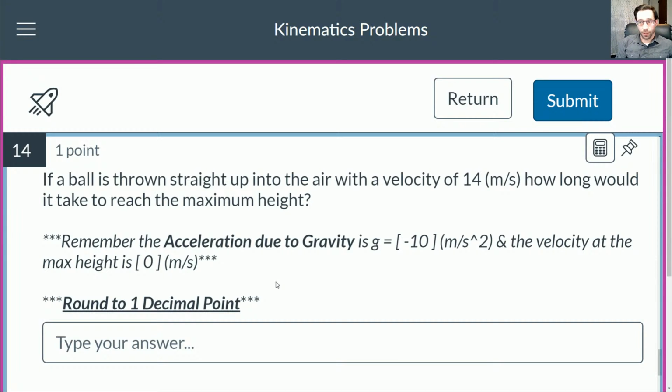Okay. So when it comes to doing a problem when something is traveling vertically. So in this question here, if a ball is thrown straight into the air with a velocity of 14 meters per second, how long would it take to reach the maximum height?